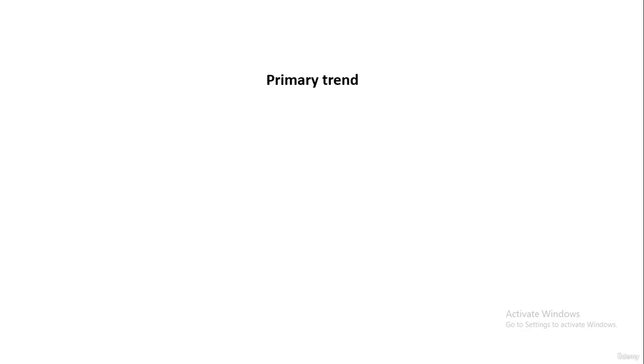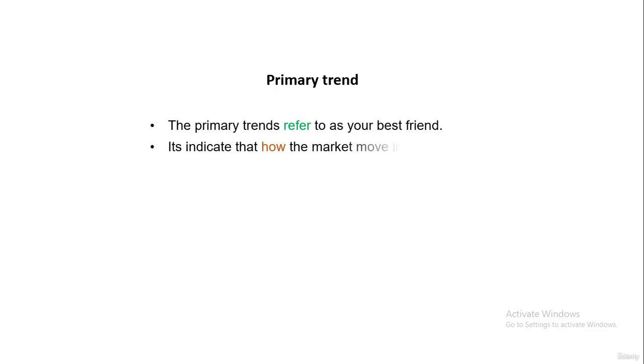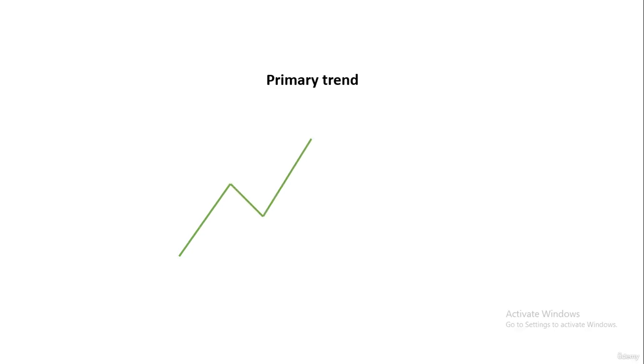The primary trend is the major trend in the market. The primary trend is referred to as your best friend. It indicates how the market moves in the long term and short term. This means when the price is rising, in an upward direction, it is considered an uptrend. On the other hand, when the price is falling, in a downward direction, it is considered a downtrend. So the primary direction is either bullish or bearish, and it reflects the long-term direction of the market. You can trade with the ongoing trend to minimize your losses.